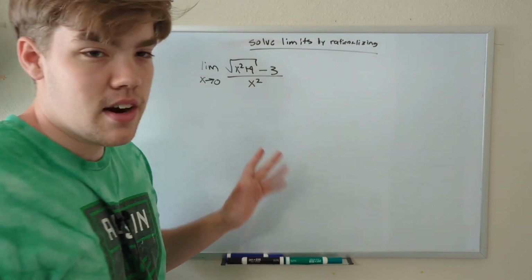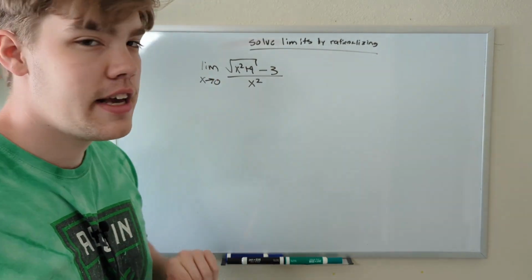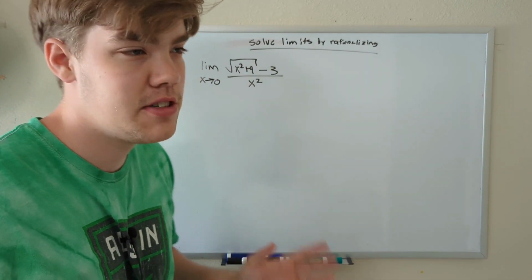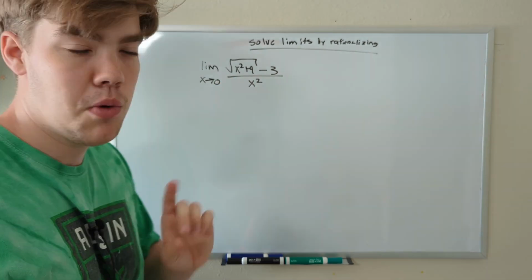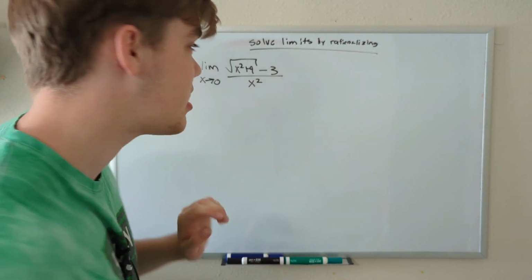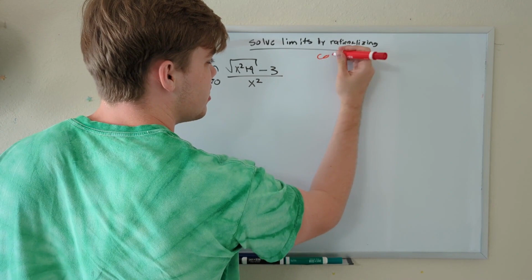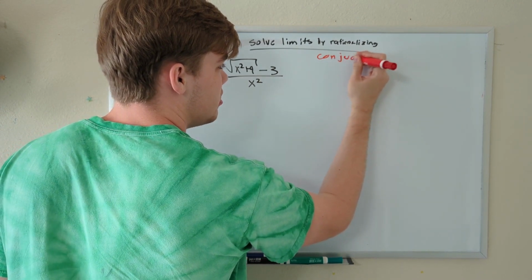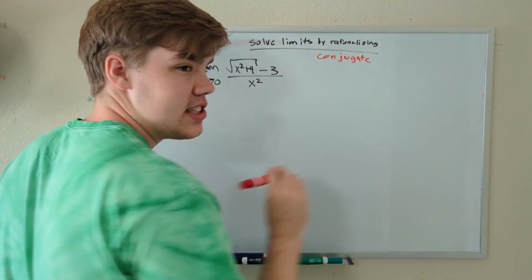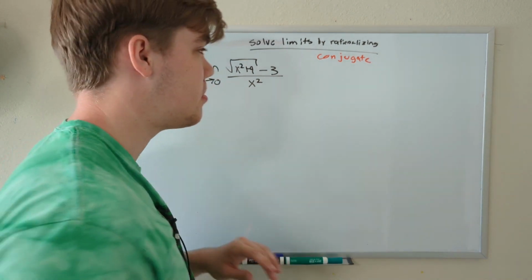So where do we go from here? How can we manipulate this function in order to make it possible to solve without changing the actual value of this function? Well, what we're going to do is we're going to use what's known as the conjugate. The conjugate. Now, what is the conjugate? Well, it's a bit easier to explain with an example.